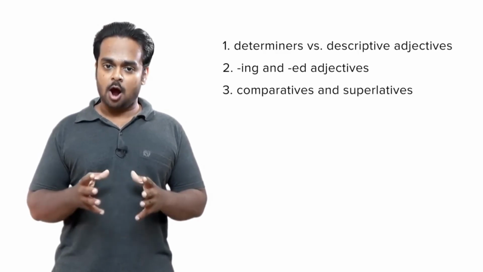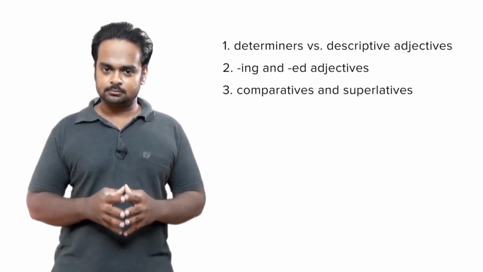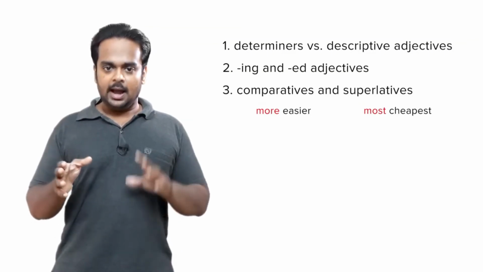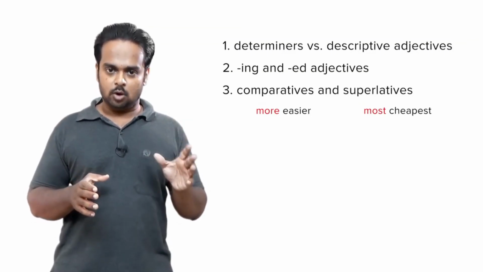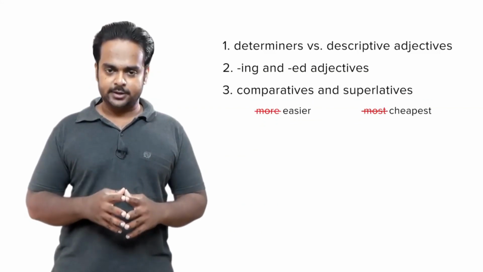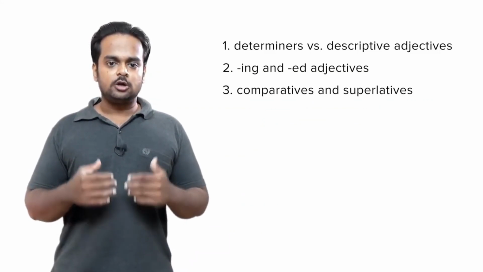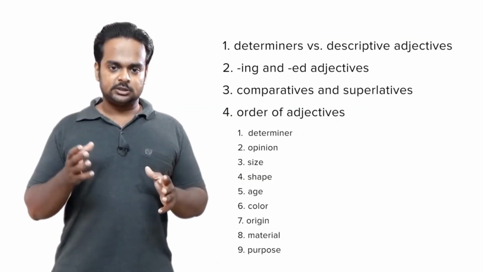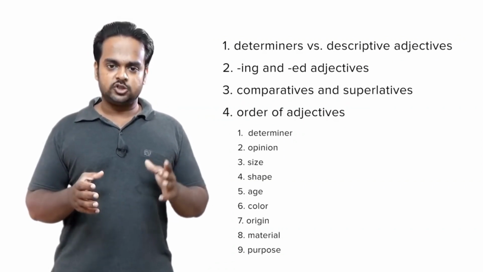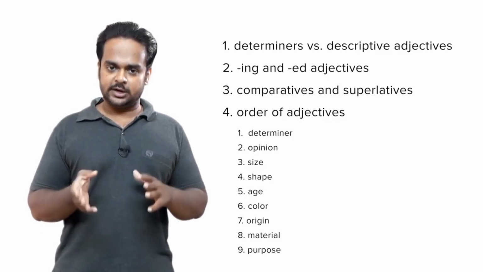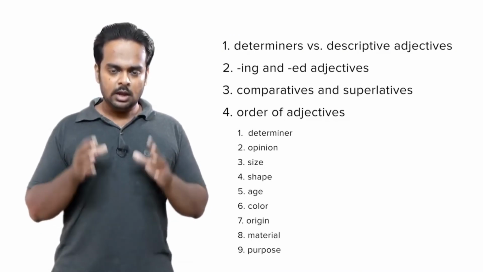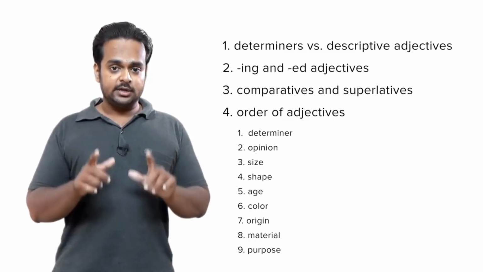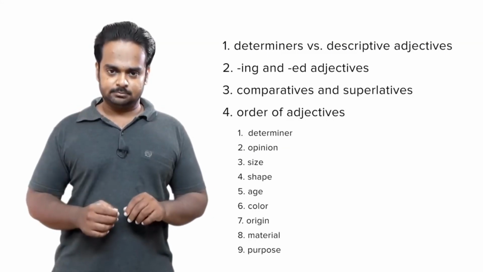Do you remember the common errors that we discussed? The errors are using ER forms with more and EST forms with most. Remember not to do that. And finally, we learned the order of adjectives. Determiner, opinion, size, shape, age, color, origin, material, and purpose. The error is to mix up this order, so it's a good idea for you to memorize it.